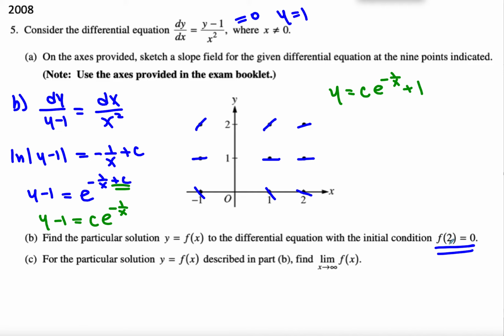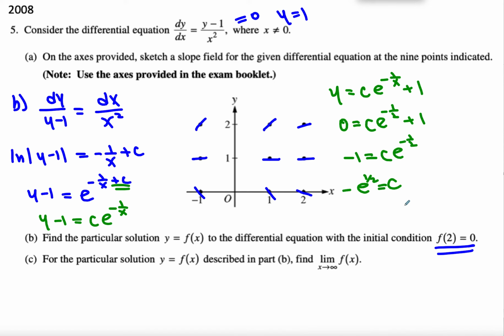But what's the condition? When x equals 2, y has to be equal to 0. So when x equals 2, 0 equals c times e to the negative 1/2 power plus 1. Then I'll bring this one over, so I get negative 1 equals c times e to the negative 1/2. So that means c is equal to negative e to the positive 1/2 when I divide by that.